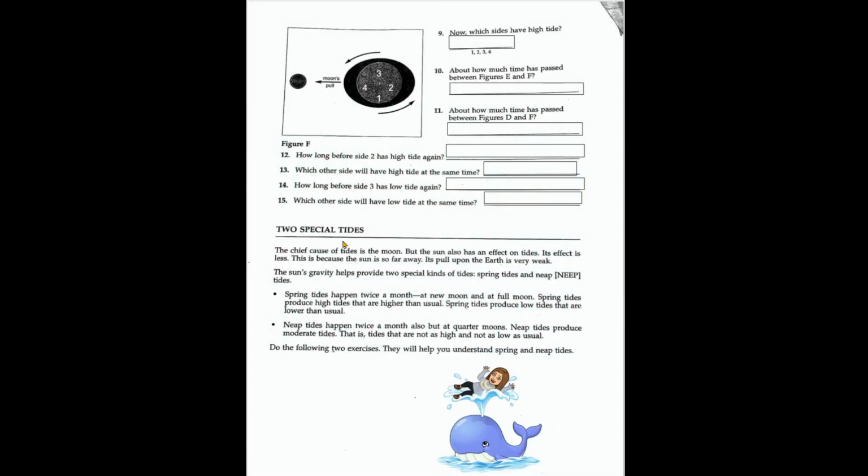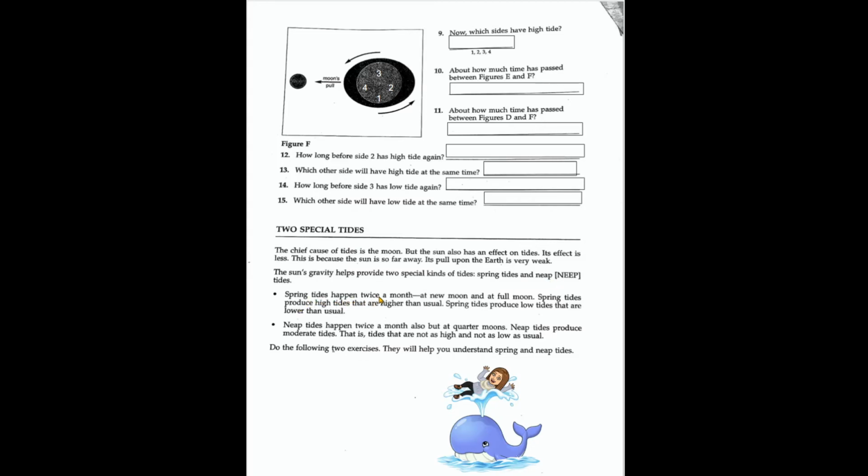Two special tides. The chief cause of tides is the moon, but the sun also has an effect on tides. Its effect is less. This is because the sun is so far away. Its pull upon the earth is very weak. The sun's gravity helps provide two special kinds of tides, spring tides and neap tides.